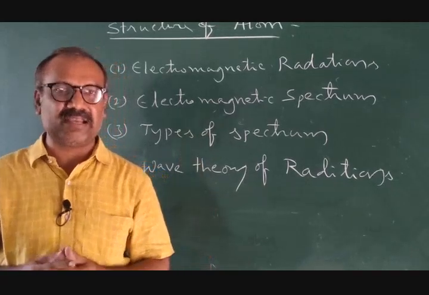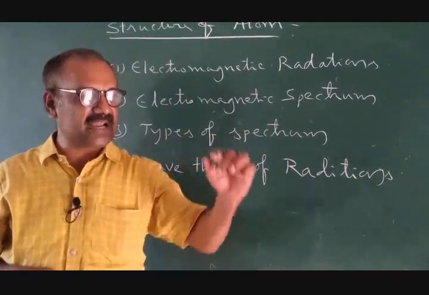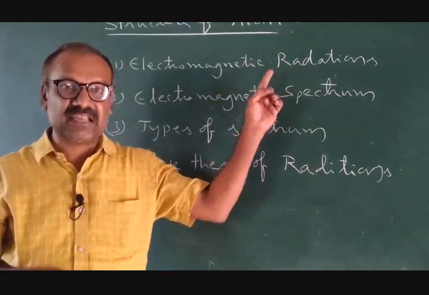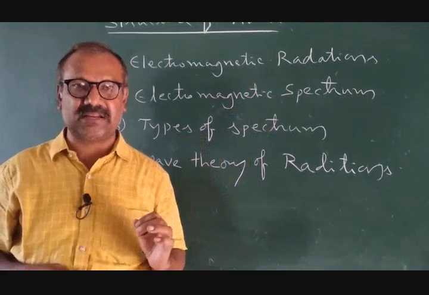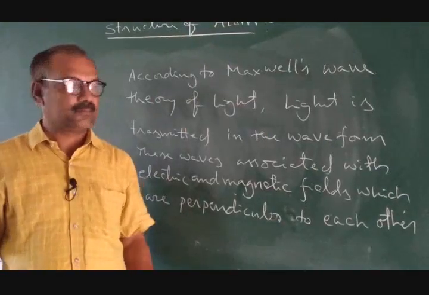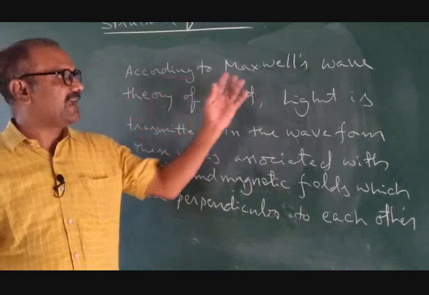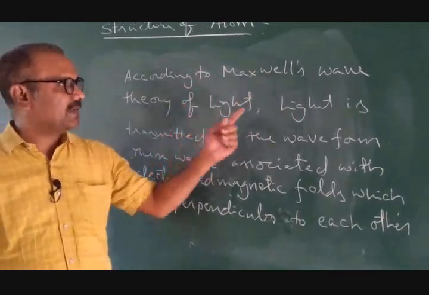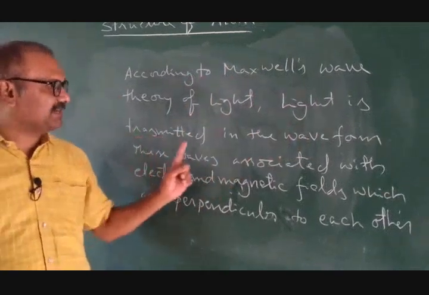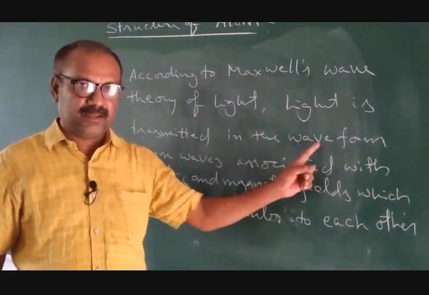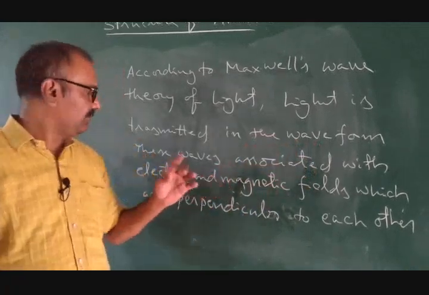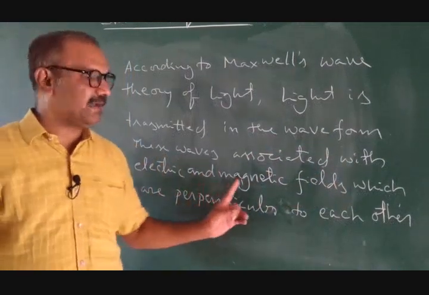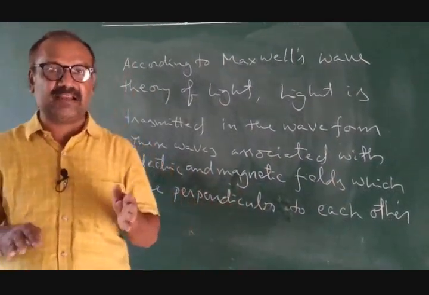These electromagnetic radiations propagate, that means travel, in wave form. That means electromagnetic radiations have wave nature. According to Maxwell's electromagnetic theory, he proposed that light is transmitted in wave form. Light moves in wave form, and these waves are associated with electric and magnetic fields. Two fields are there, electric field and magnetic field.